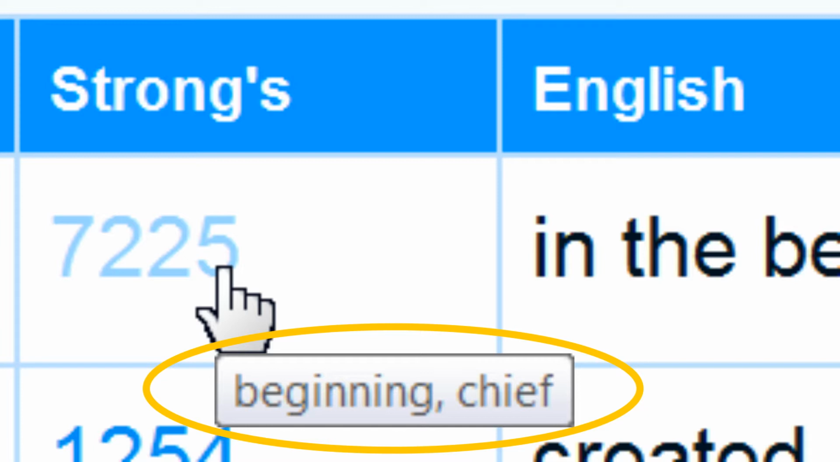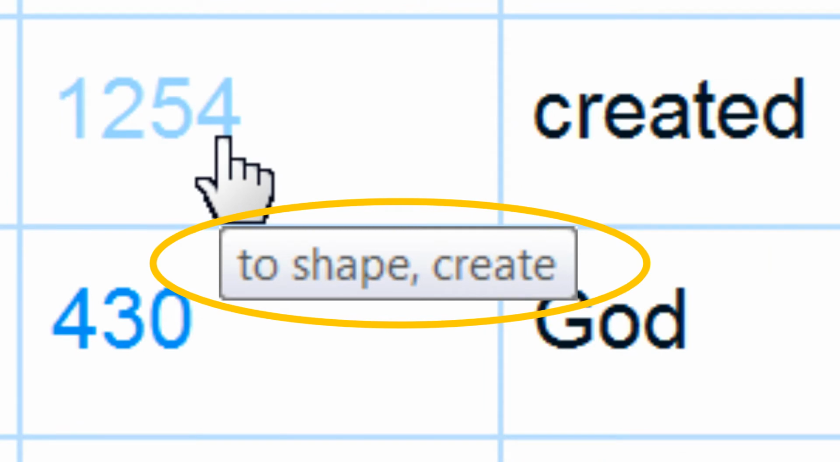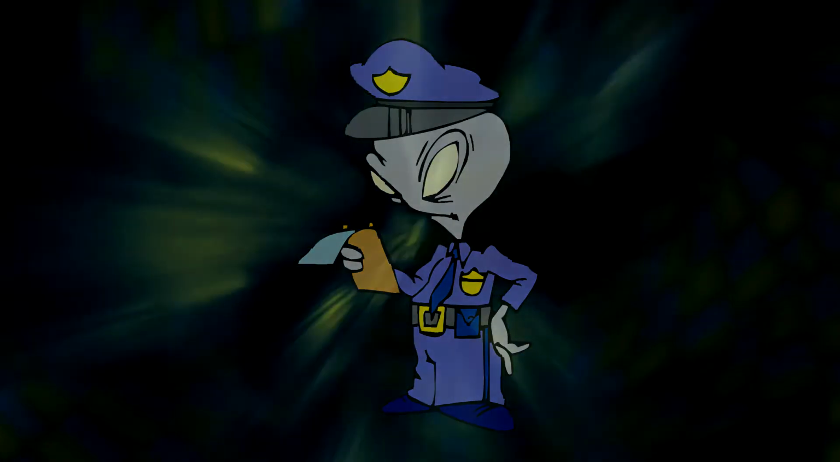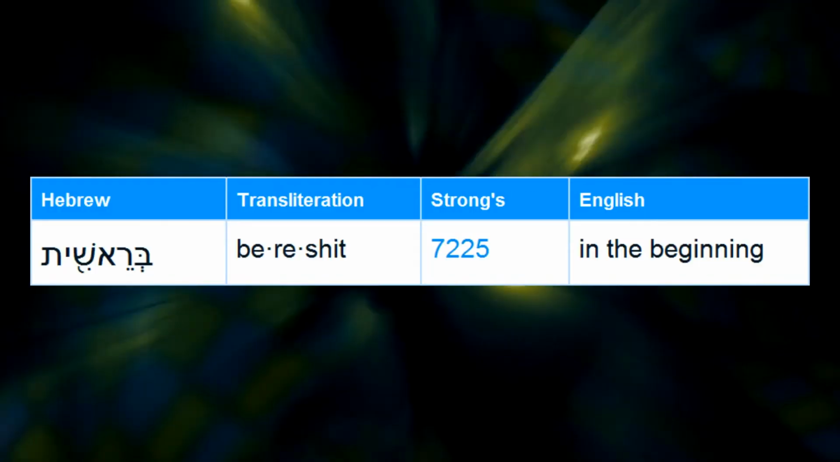Now, as you begin to hover over the Strong's numbers, you can see hints of other translations. You think we should get authorization before we click on one of these? No. Now, this is interesting. A word in the Bible that has never been translated. Did you know that? In fact, the Bible is full of these. Weird, huh? I find it very interesting that the very first censored word of the Bible is E.T., but I digress. Let's find out what really happened in the beginning.